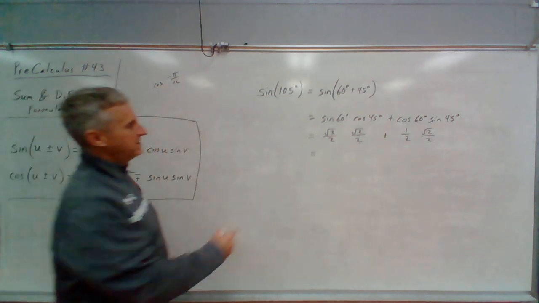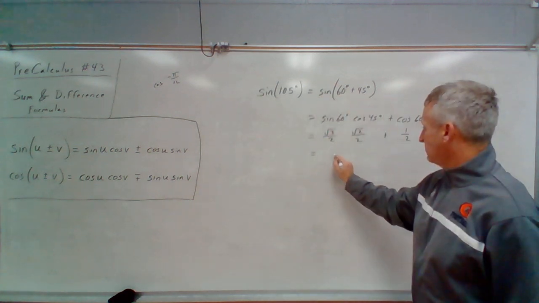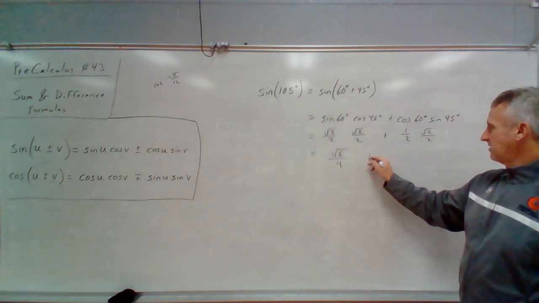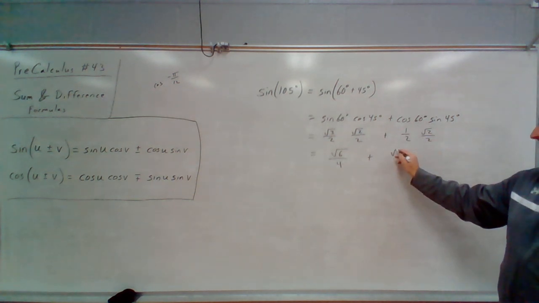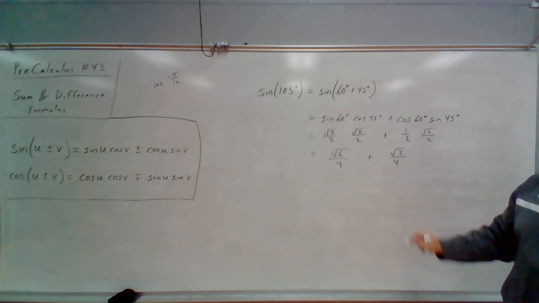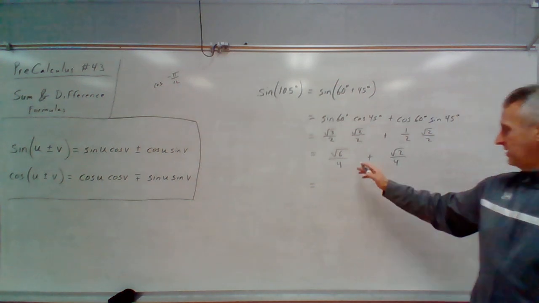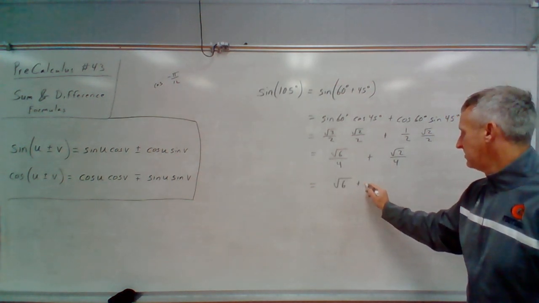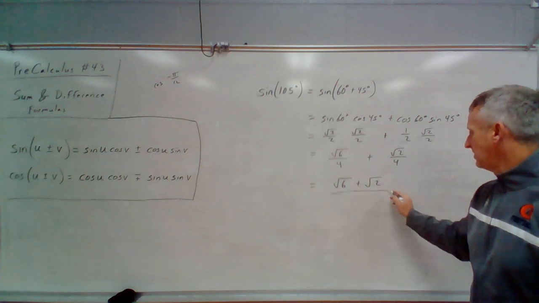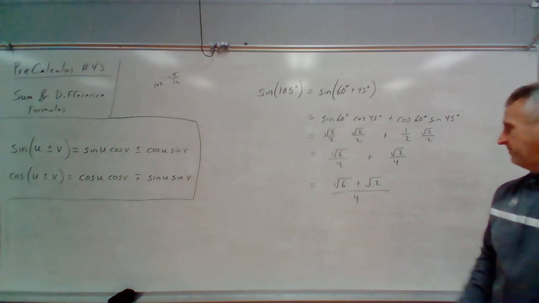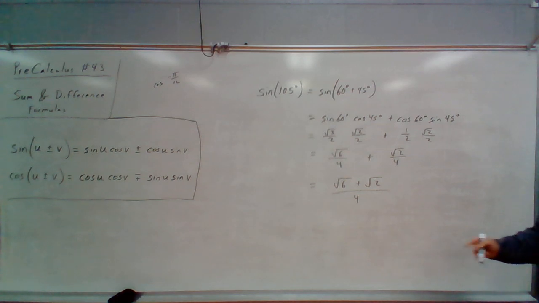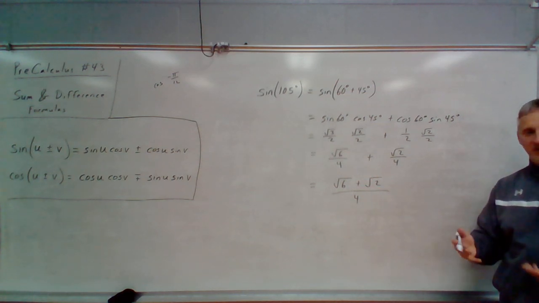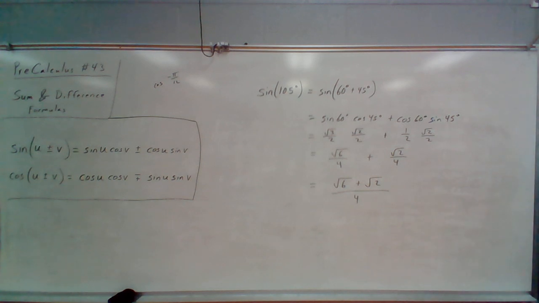All right, multiply these. Square root of 3 times the square root of 2 is the square root of 6. 2 times 2 is 4. That'll be the square root of 2 on the top, 4 on the bottom. Common denominator we already have, so I would have the square root of 6 plus the square root of 2 all over 4. And if you wanted an approximate value for this, you could type this into your calculator and it would give you an approximate decimal.